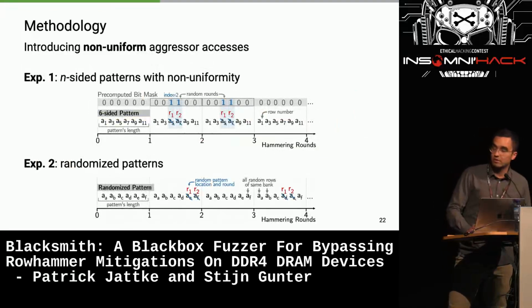In the first experiment, what we basically do is we take an n-sided pattern, for example, a 6-sided, and then at random repetitions of the pattern, we just access another double-sided aggressor pair, so two other rows. And then basically these two other rows will have a non-uniform hammer count at the end. And in the other experiment, we just have random patterns, so random rows, and then at some randomly picked locations where we repeat the pattern, we just access a double-sided aggressor pair.